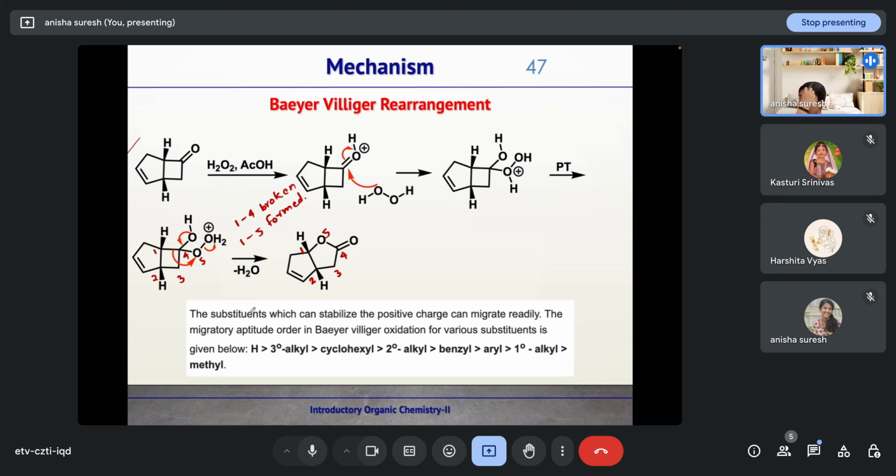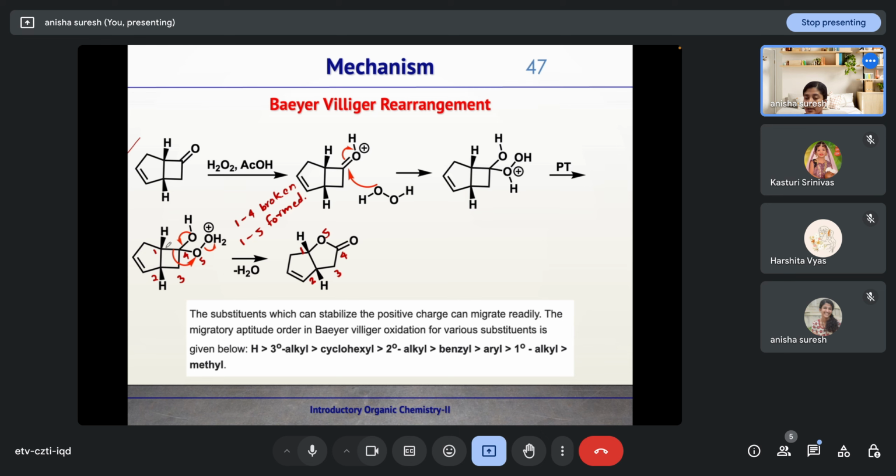So this is the migratory aptitude. The substituents which can stabilize the positive charge can migrate readily. The migratory aptitude order in Baeyer-Villiger oxidation for various substituents is: hydrogen can migrate at a faster rate than tertiary alkyl, then cyclohexyl, then secondary alkyl, benzyl, aryl, primary alkyl, methyl.